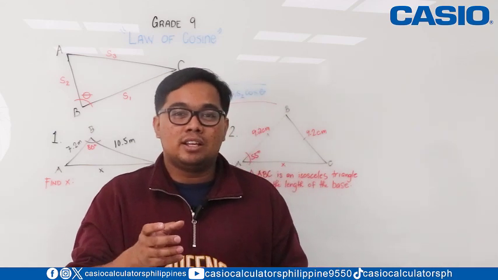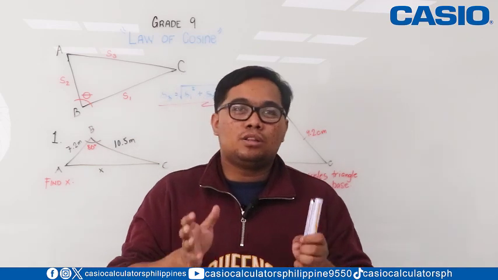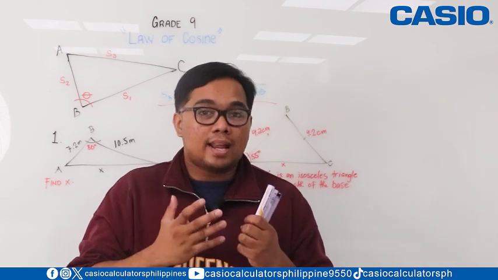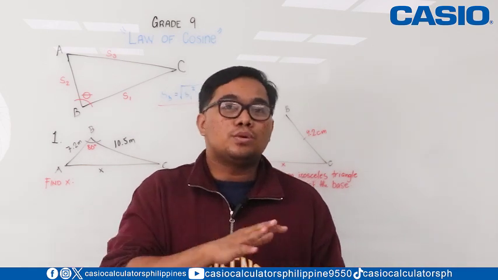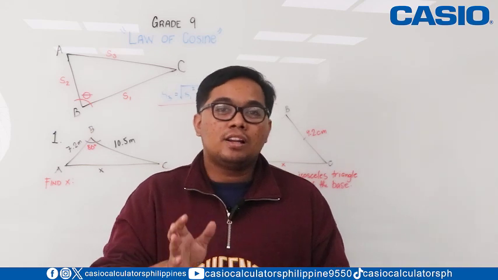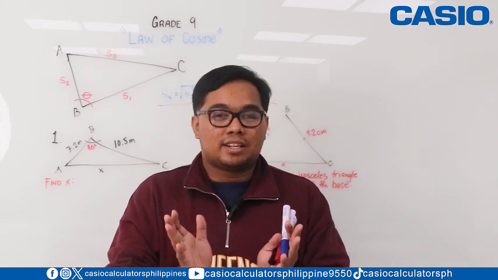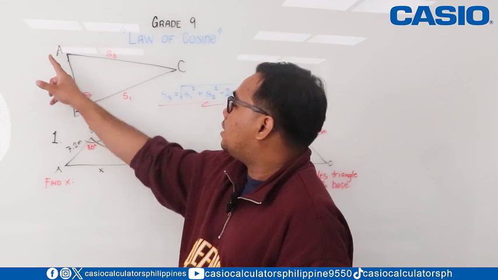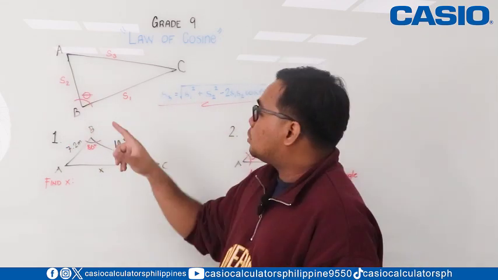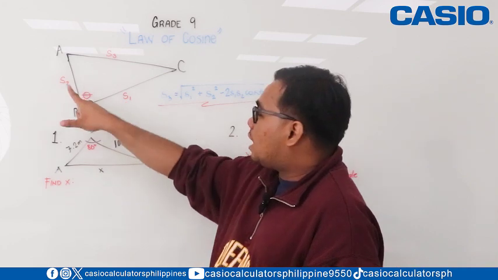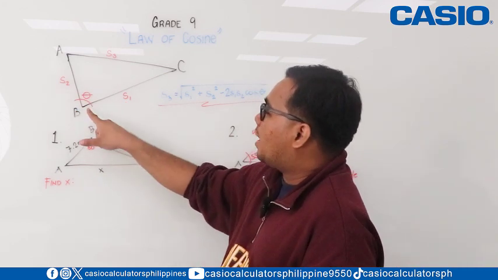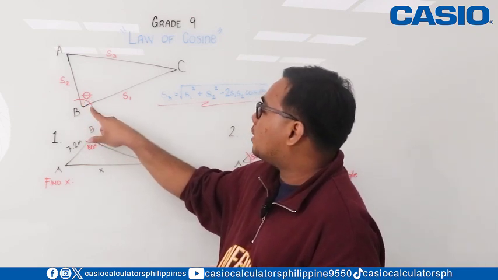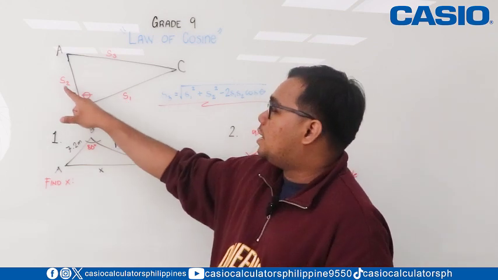To understand the Law of Cosine, we need to understand what an included angle is. Given any two sides of a triangle, the angle which the two sides create is the included angle. Suppose I have here triangle ABC. Side S1 and side S2 are the sides of angle theta. Meaning, theta is the included angle of sides S1 and S2.